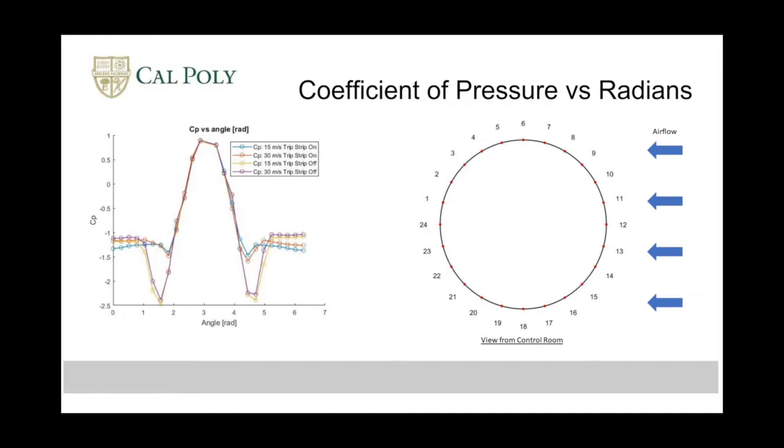The trip strip successfully increased the amount of attached flow, but at the same time increased drag. Since the flow is attached for longer, it creates a larger low-pressure zone than the cylinder without the trip strip and thus increases drag.